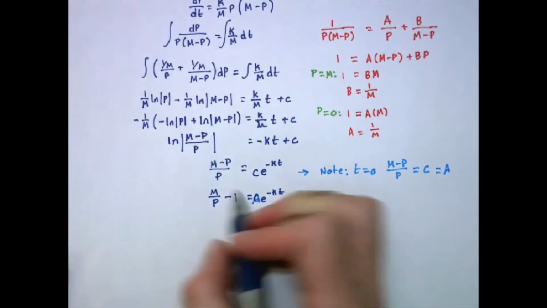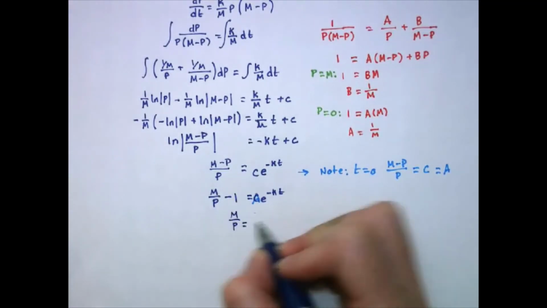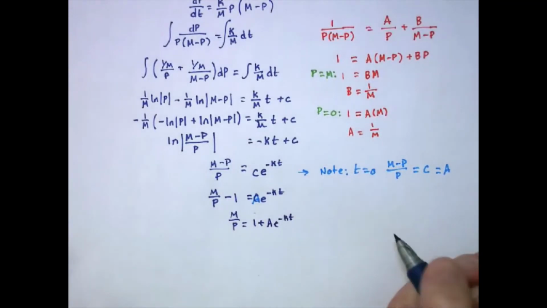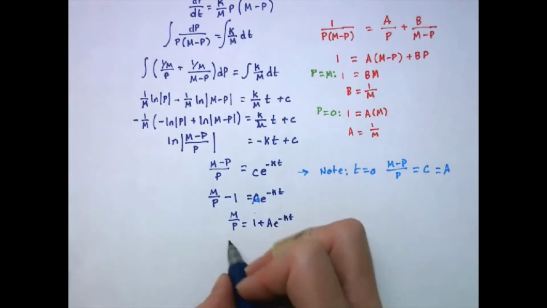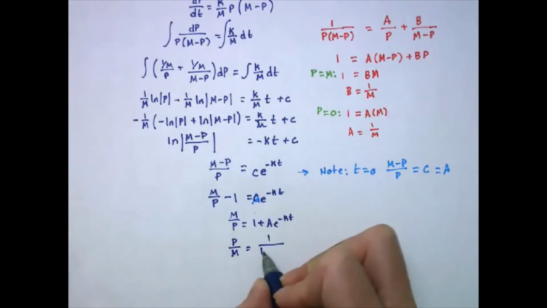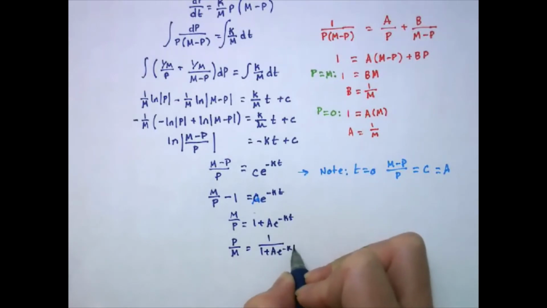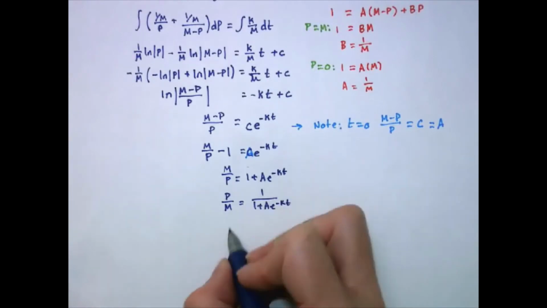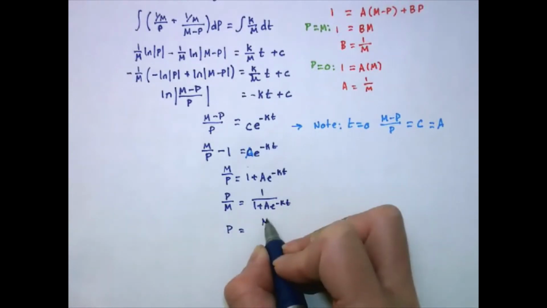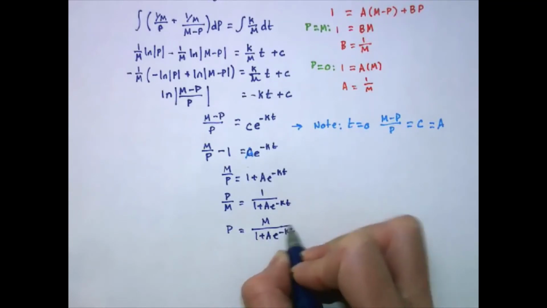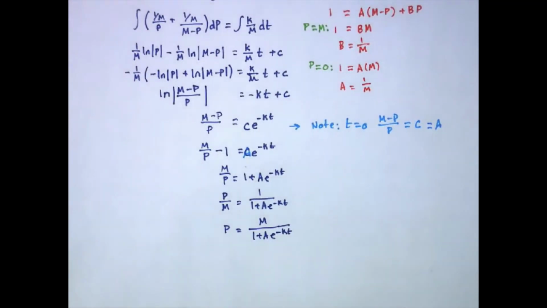Okay, so I'm going to add the 1 over. So M over P is going to be 1 plus A e to the negative kt. I'm going to flip this over. So P over M is going to equal 1 over 1 plus A e to the negative kt. Multiply over by M, so P is M over 1 plus A e to the negative kt. So this is the general solution.